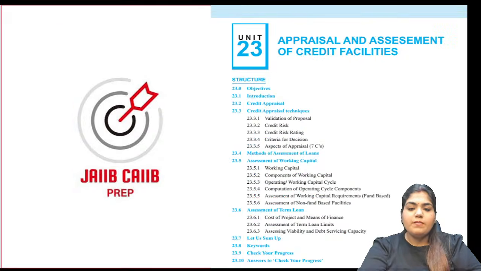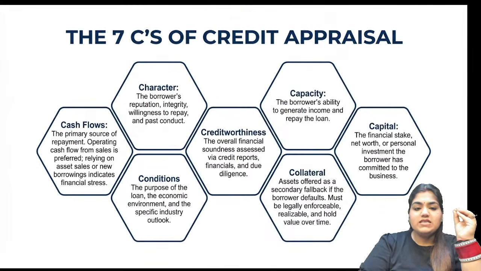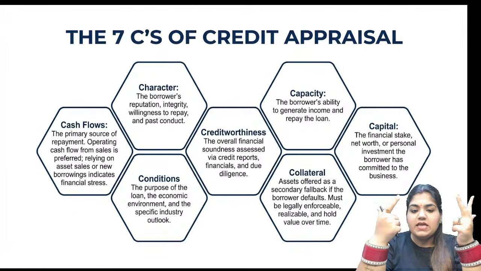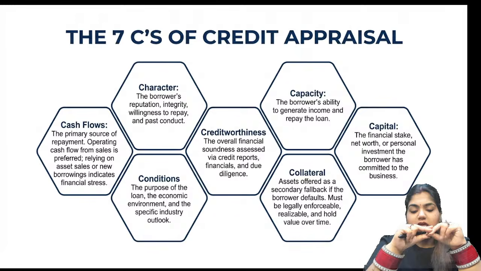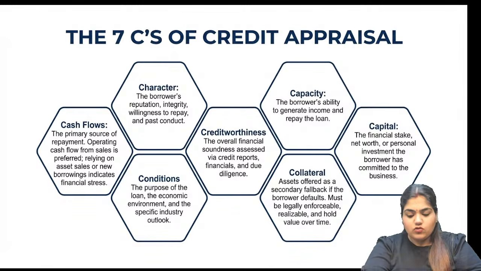So, the first topic that we have is appraisal and assessment of credit facilities. We have gone through the notes, we have understood the topics. Now, let's attempt the questions. You know what the 7 C's are, right? The 7 C's of credit appraisal: character, cash flow, conditions, capacity, capital, collateral. All of these together make a person creditworthy and he'll be able to get loans from the financial institutions. Let's attempt the questions here.